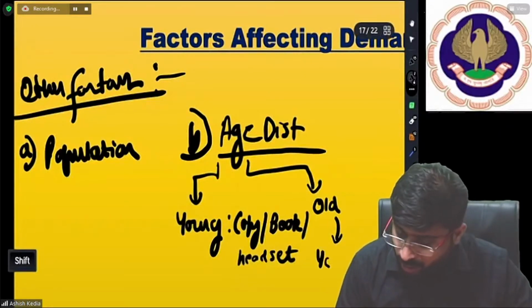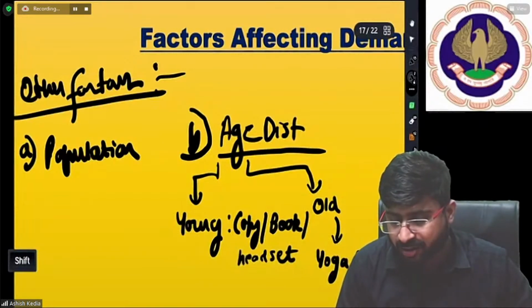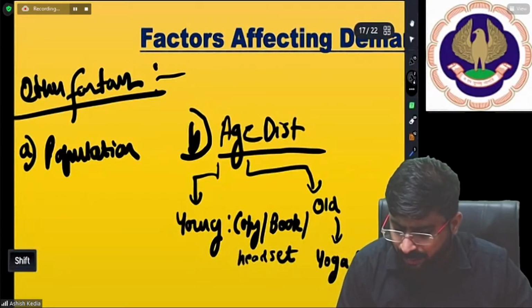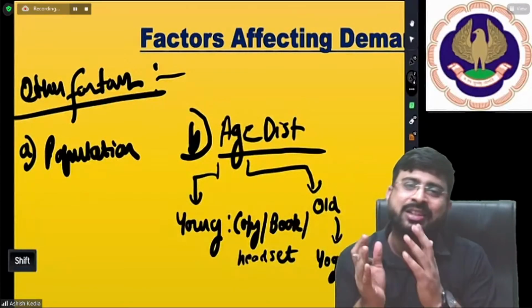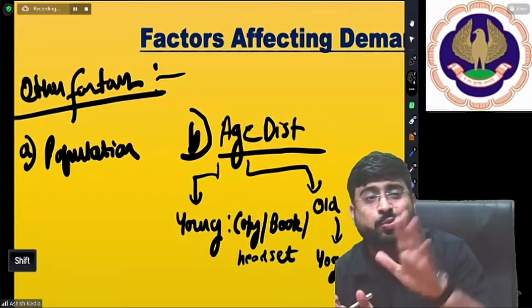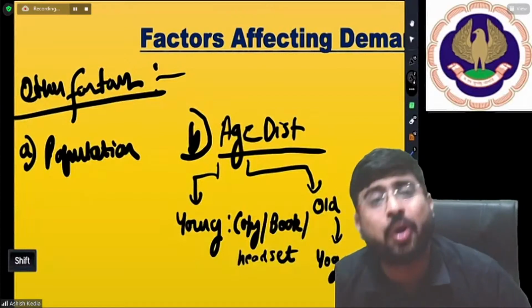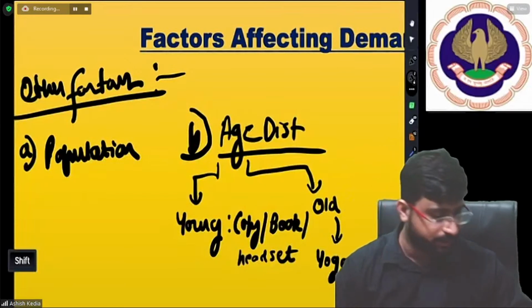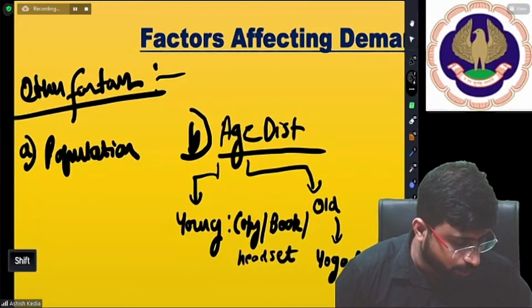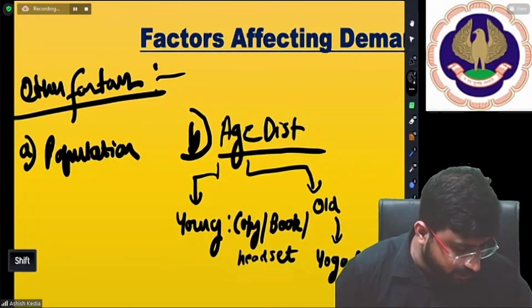It could be demand for yoga belts. It could be demand for yoga mats. I'm not saying that young people are not doing yoga. Come on. What I'm trying to say is the age distribution decides what nature of commodities will be consumed more. But that's all. Got it, sir? Moving on. Now, let's discuss further.